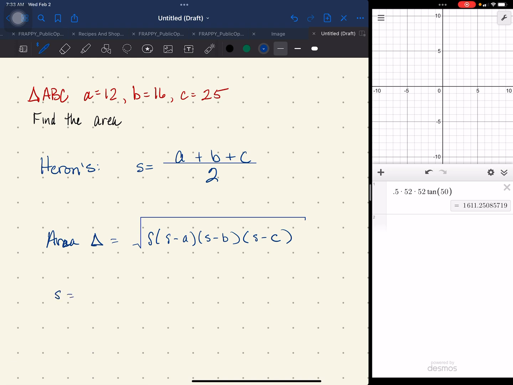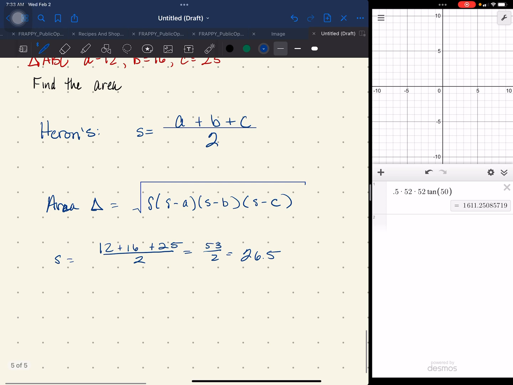If I want to find S, it is 12 plus 16, so that's 28, plus 25, which would be 53, divided by 2, gives me 26.5. And what I like to do on my TI is I usually store that. The store key is to the left of the number 1, and I usually store it as X. And the X key is to the right of the green alpha key. I like that because then it's really easy to just say X times X minus 12 times X minus etc. But I'll write it out for the sake of the video.